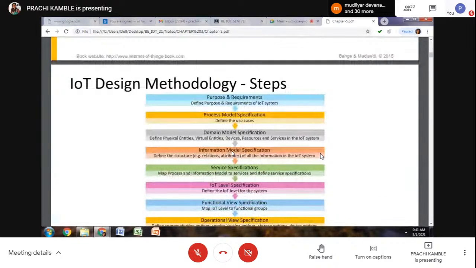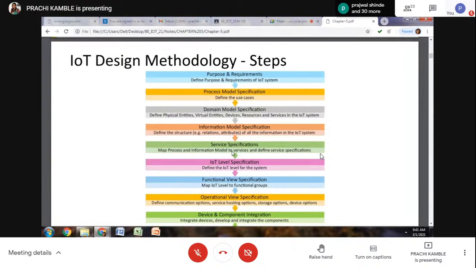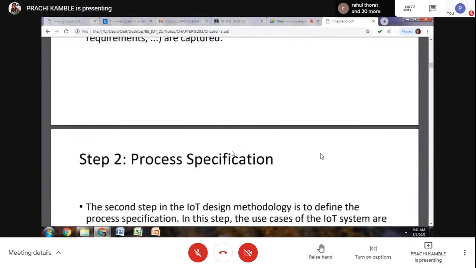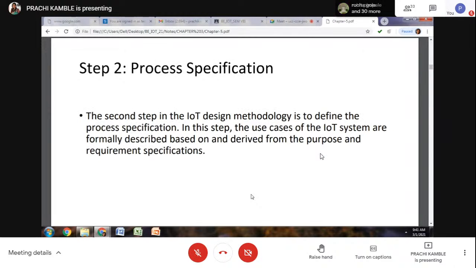First of all, you have to think about the purpose and requirement, which will take care of all the purposes, that is collecting the data, requirement analysis, system management requirement, data policy, security, okay, all these aspects. The next is the process specification, which is described based on and derived from the purpose and the requirement specification only.